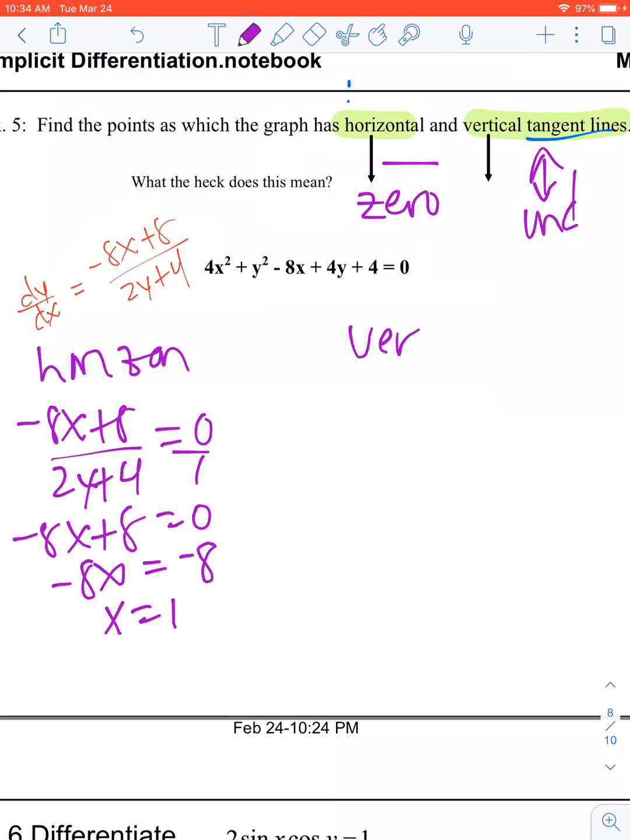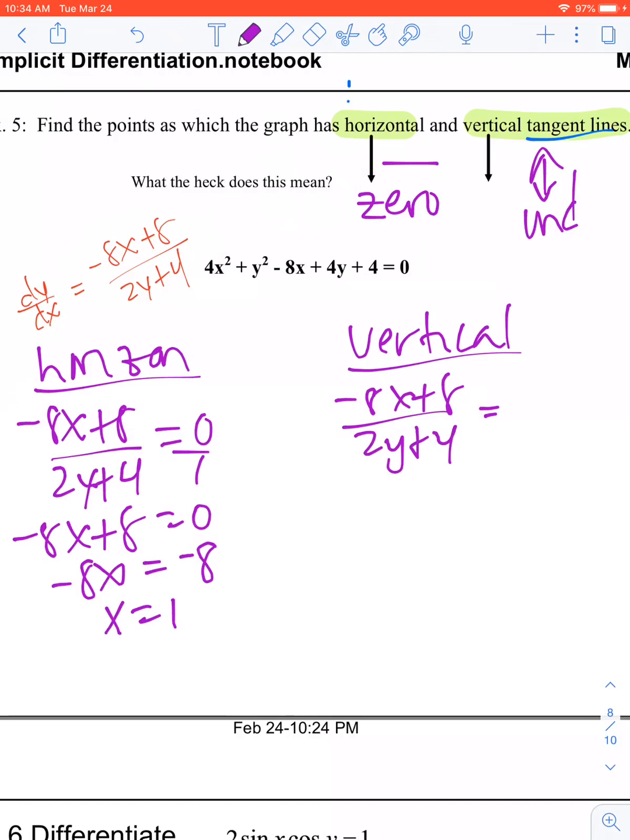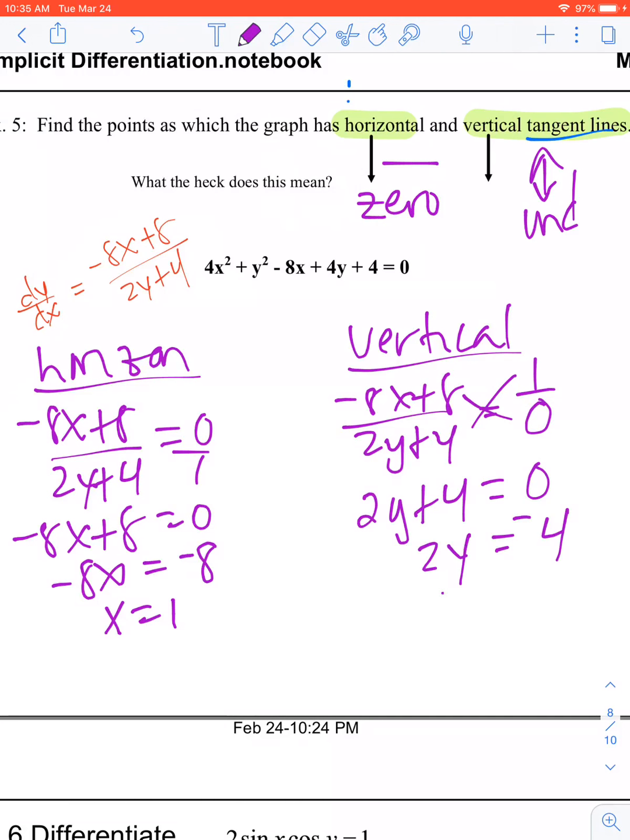When I want to find vertical tangent lines, I set negative 8x plus 8 over 2y plus 4 equal to undefined. So that's 1 over 0. So ultimately, when you cross multiply, 2y plus 4 is equal to 0. So this is where the denominator is equal to 0. So 2y is equal to negative 4 and y is equal to negative 2.